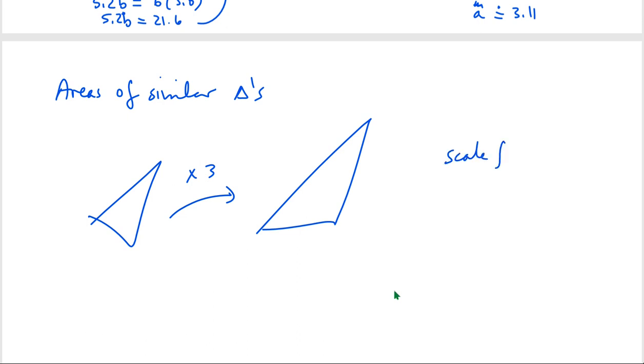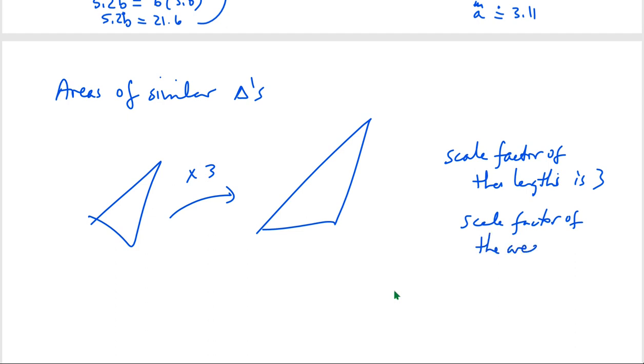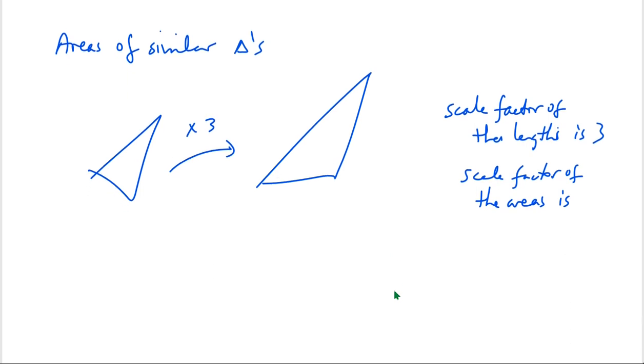So the scale factor of the length is 3. So the scale factor of the areas is what? Do you think that the areas will also be times 3? You can take a triangle and put some side lengths on, calculate the area, and then do another one where all the sides are times 3 and calculate that area and see what happens. But I'll just do it algebraically.